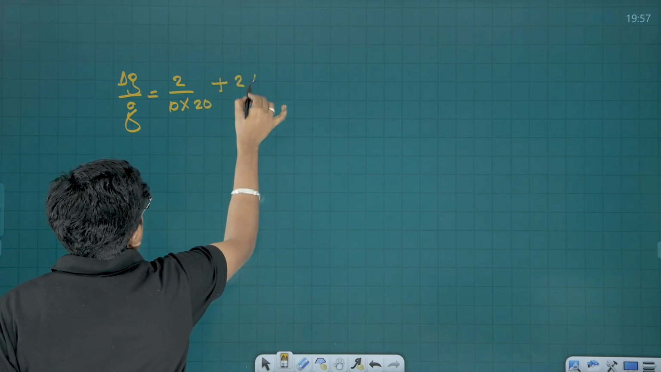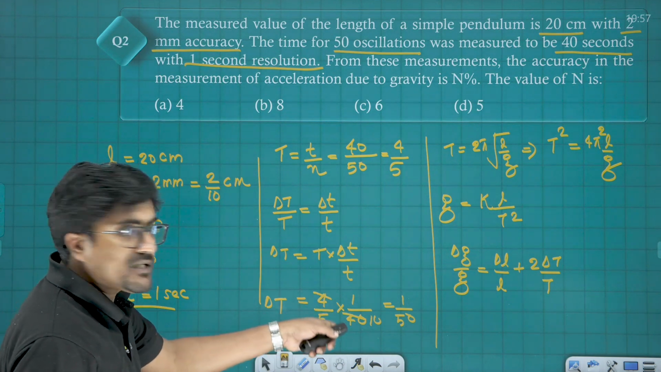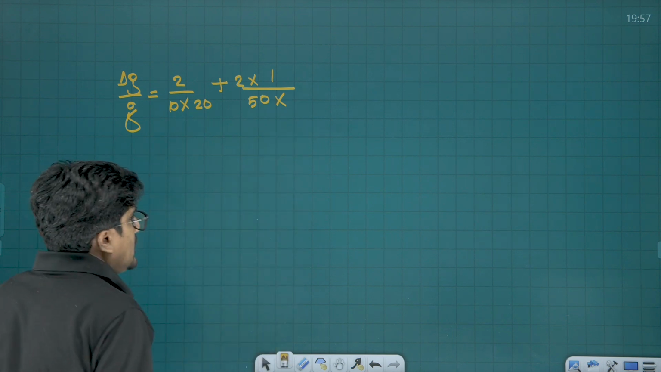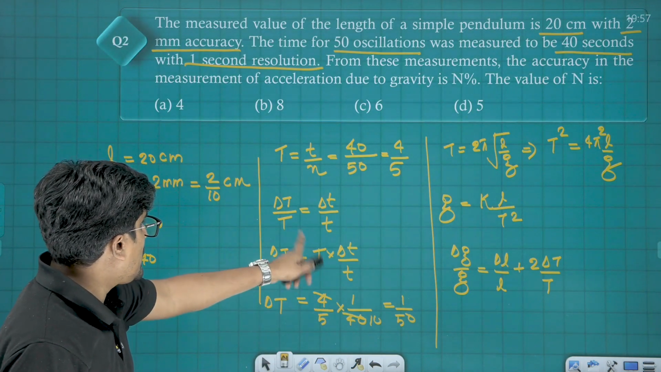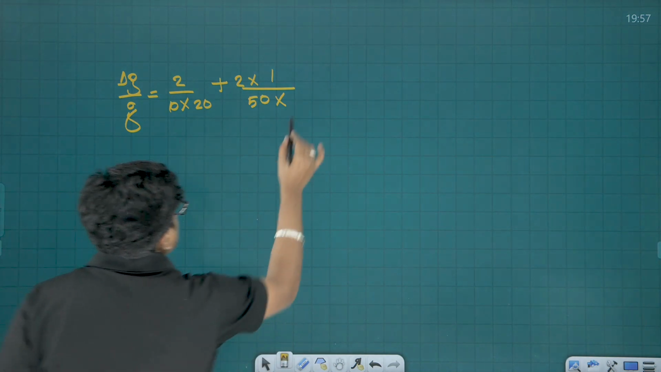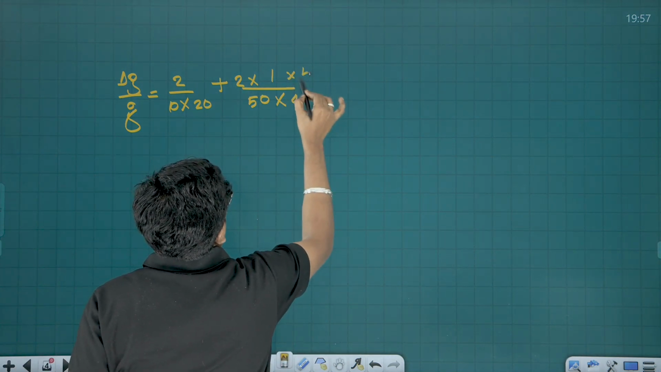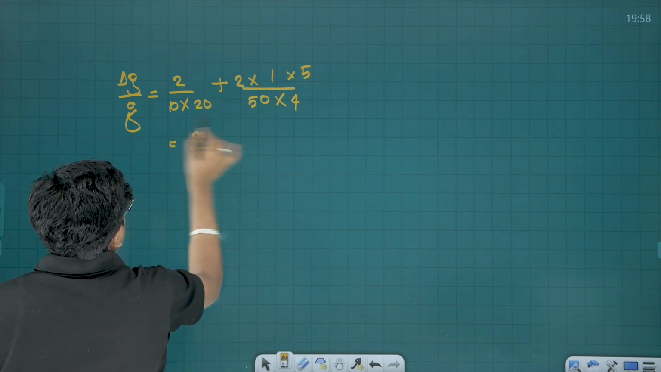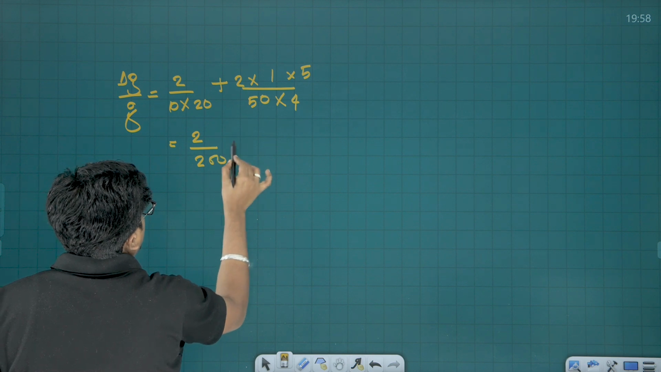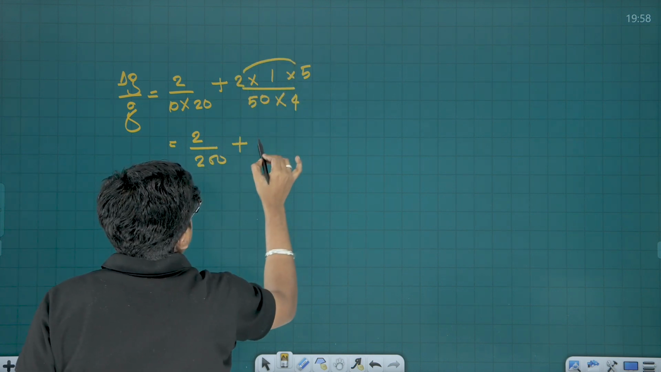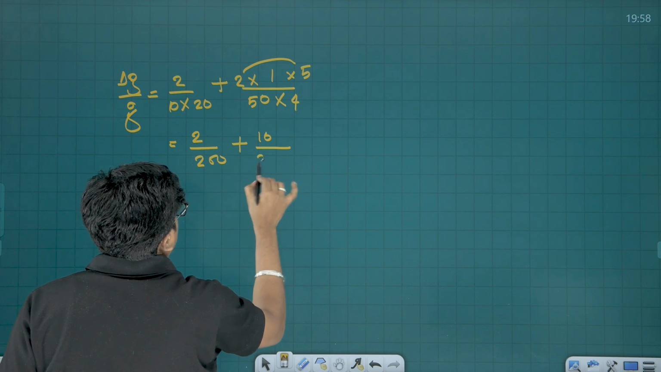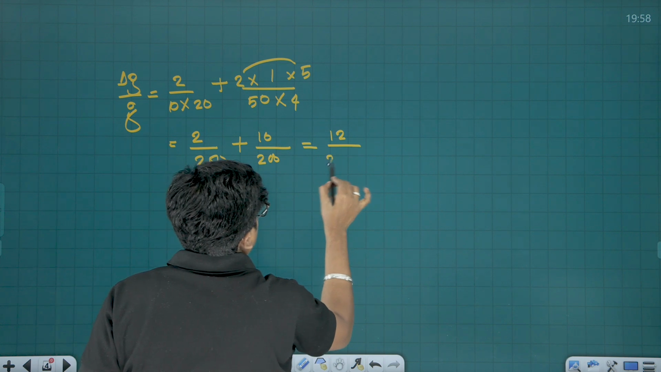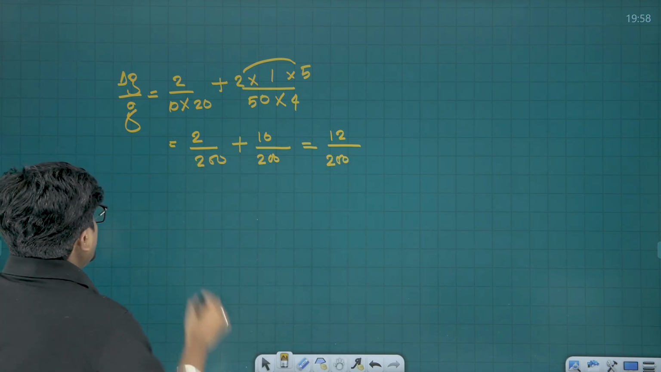Okay, plus 2 into, what was delta T? Delta T was 1 upon 50, into, what was capital T? I mean time period. Time period we got it as 4 by 5. So here this is 4 upon 5. Okay, so here this is going to be 2 divided by 200 plus, and here this is 5 2s are 10, and here this is again 200. So this is going to be 12 upon 200.